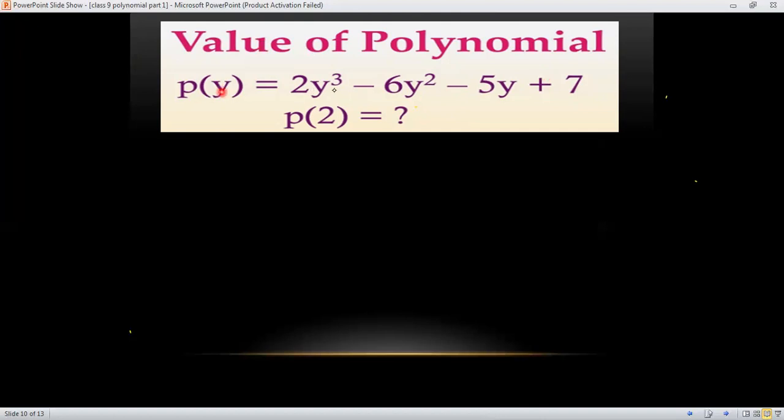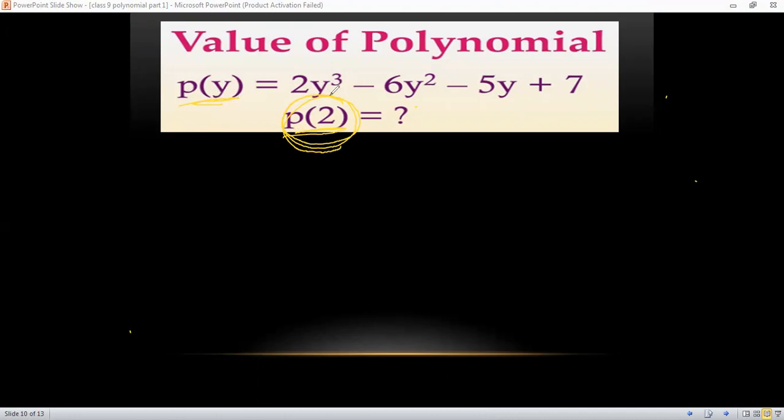For the value of y, we have to put 2 at the place of y. Now here you see, it is written p(y), p(2). So the symbol of a polynomial, we write it as p bracket y, or you can write x also. By this we denote a polynomial. In this form we represent a polynomial.